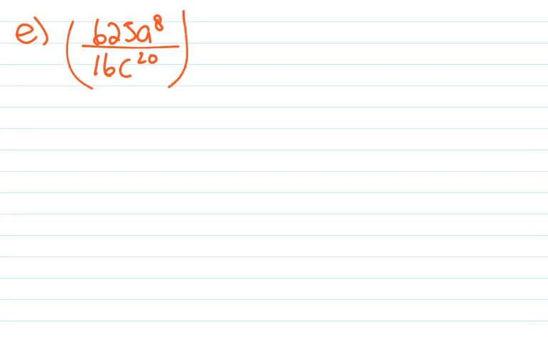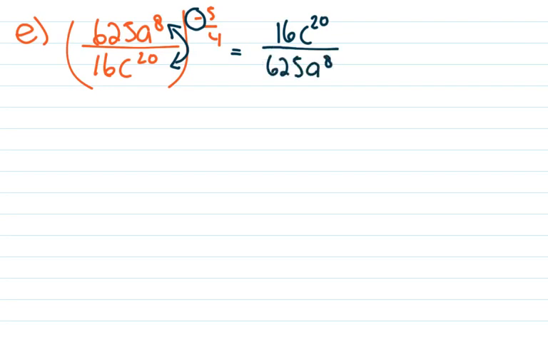All right, E. 625a to the power of 8 divided by 16c to the power of 20 all to the power of -5/4. So now, remember, this negative exponent means I'm going to use the reciprocal. So I'm just going to switch these. So now I have 16c to the power of 20 divided by 625a to the power of 8, all to the power of 5 over 4.